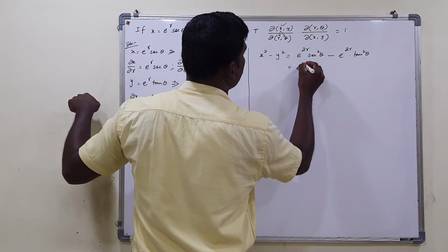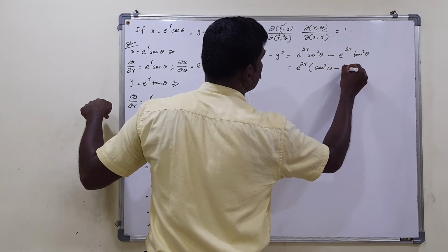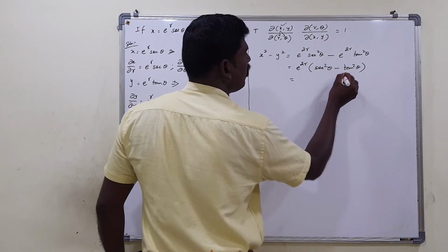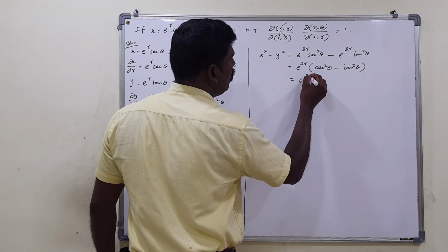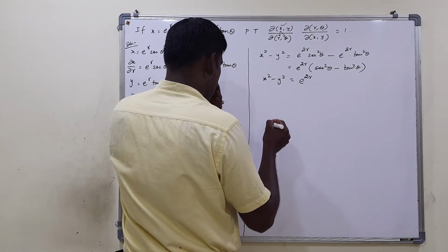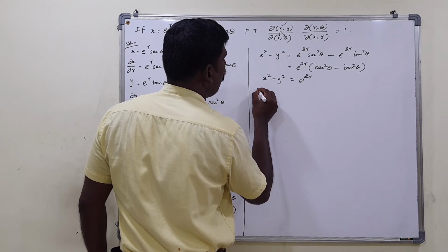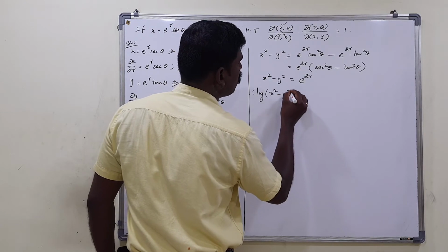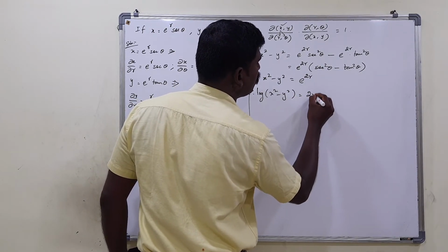So from that we can take e power 2r as common. Secant square theta minus tan square theta, isn't it? Again, S comes at first, T comes at second. Secant square minus tan square becomes 1. So e power 2r is the value of x square minus y square, isn't it? So take log on both sides. What you will get? Log of x square minus y square is equal to log of e power 2r. E will be cancelled, so you will get 2r.